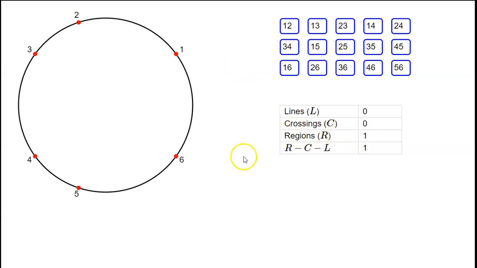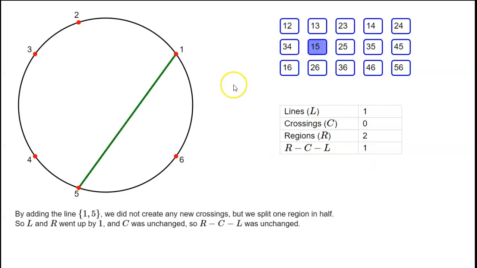So at the moment, starting at the beginning, we haven't added any lines, so we've just got a single region for the whole of the interior of the disk. And as well as keeping track of L, C, and R, we're going to keep track of this combination, R minus C minus L. So at the moment, no lines, L is 0, no crossings, C is 0, one region, R is 1, and so R minus C minus L is equal to 1. Okay, so let's add a line. Let's add this one, say.